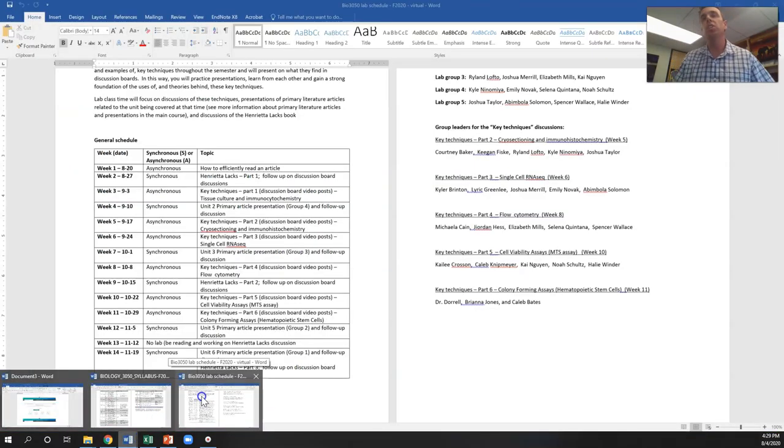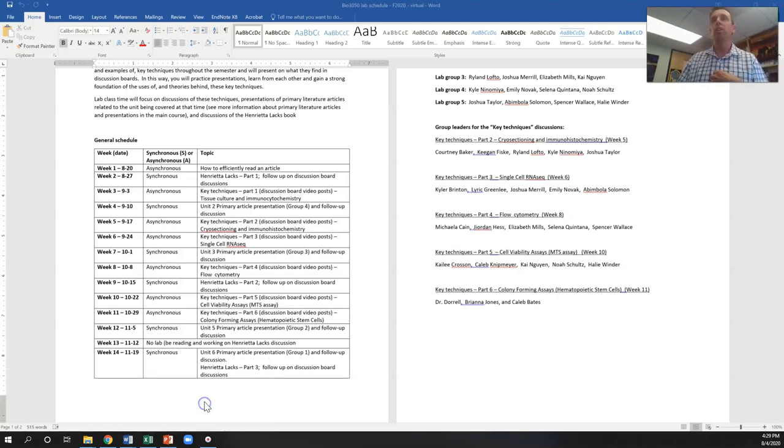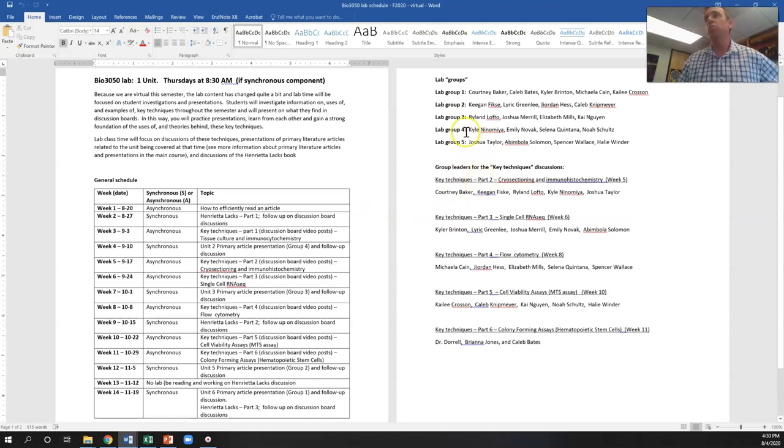Those final discussions you're going to discuss on the discussion board, and then we'll do a discussion together in lab as well, just an overview. The other thing we're doing in lab is key techniques. Key techniques means that essentially we are going to learn about a technique together. And so we have different lab groups. These are your groups for learning those together.